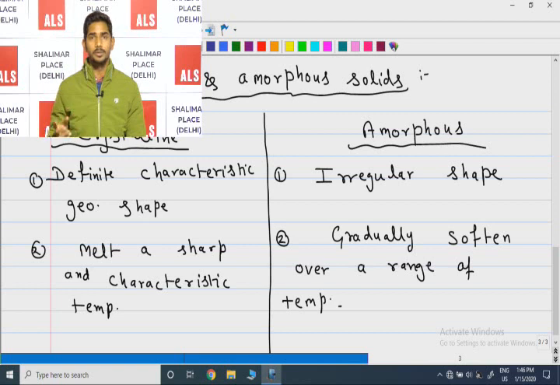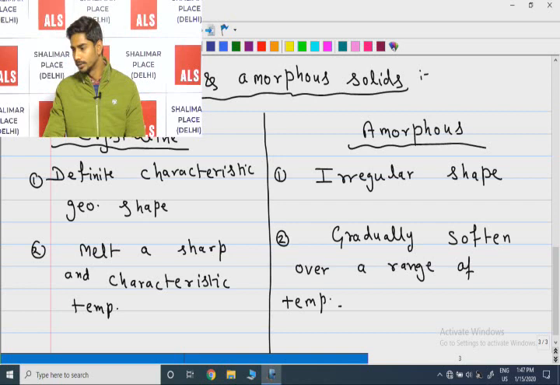Suppose the melting point of an amorphous solid is 80 degrees. This 80 degrees is not the melting point of all the particles. It means at 80 degrees Celsius, the whole solid will simply be softened. It won't melt. Or we can say that some part of the solid will melt and some other part will be softened. So this is the difference between a sharp melting point and a range of melting point, or a particular range of temperature.